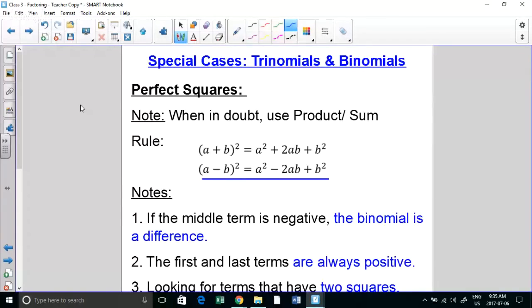So you have GCF, you have grouping, you have product summing, you have the perfect squares, and you have difference of squares. These are all tools to use for factoring.